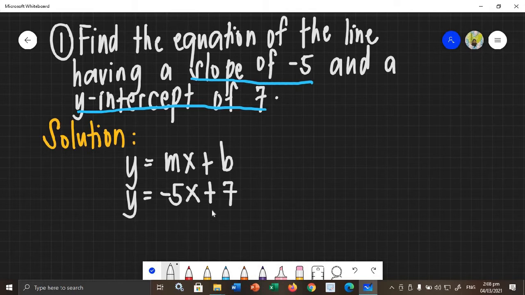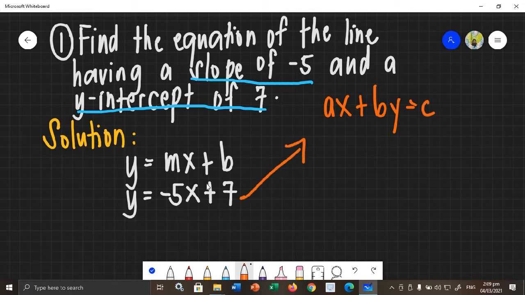Okay? Now, what we need to do is that we need to change this equation into the standard form of linear equation, which is in this form. Ito yung standard form of linear equation, di ba? So, we need to transform this equation into ax plus by equals c. Okay? So, hindi pa tapos.